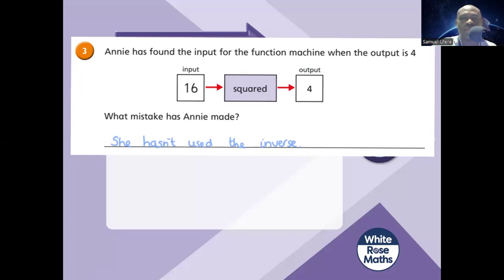Annie has found the input for the function machine when the output is 4. So I'll read that again. Annie has found the input for the function machine when the output is 4. Well, the mistake she's done is she hasn't used the inverse. Okay, she should be doing the inverse to get the answer.